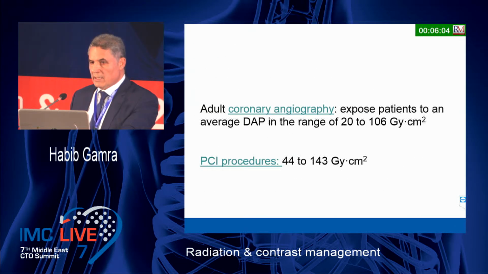For instance, an adult coronary angiography would expose the patients to an average DAP in the range of 20 to 106 gray by square centimeter, and a PCI procedure will expose the patient to 44 to 143.